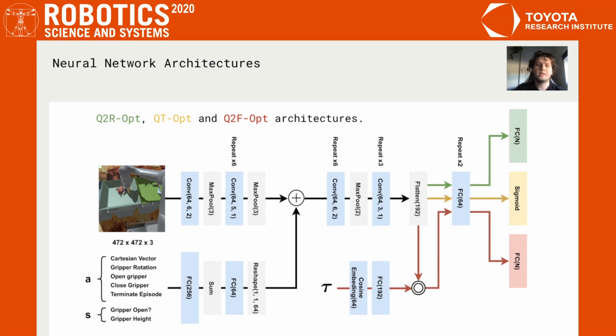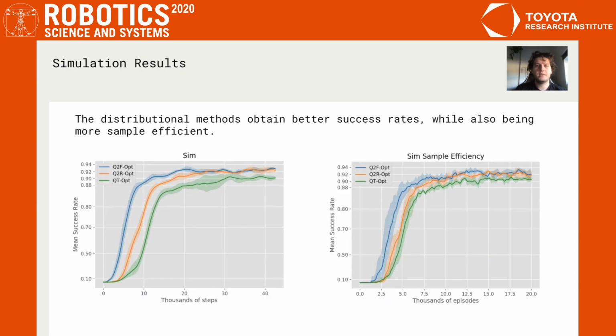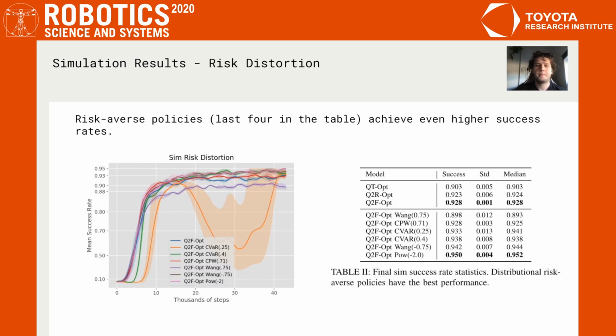For our experiments, we adopt the QT-Opt architecture and modify only the size of the output layer to make the Q network multi-headed. In simulation, the distributional methods achieve higher grasping rates than QT-Opt, both as a function of the number of training steps, as seen on the left, and the number of scene episodes, as shown on the right. When considering risk-sensitive policies in the same setup, we observe that risk-averse policies, the last 4 entries in the table, increase the success rate even further.